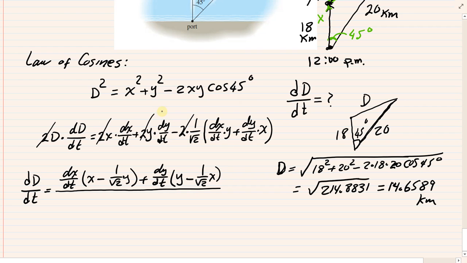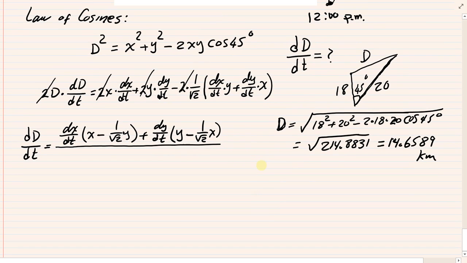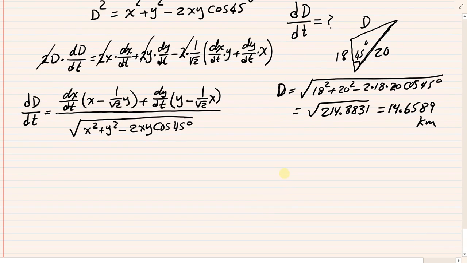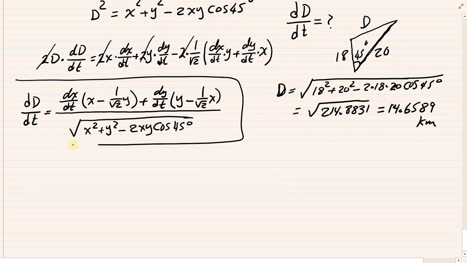Okay, and then divided by d, and we just found d, correct? But the general form, since I haven't put any numbers in, d is going to be the square root of x squared plus y squared, negative 2xy cosine 45, to keep it general. So this will give you the rate of change of distance between them after 1 hour, 2 hours, 3 hours, any time after that. What about a day later, 2 days later, and so on and so forth? So we can do this. Now we're going to make this work for 1 hour.